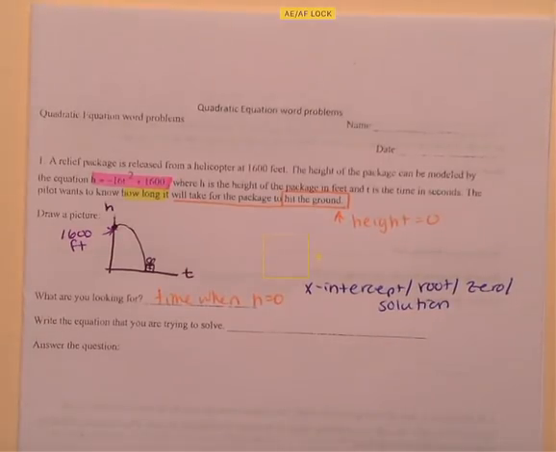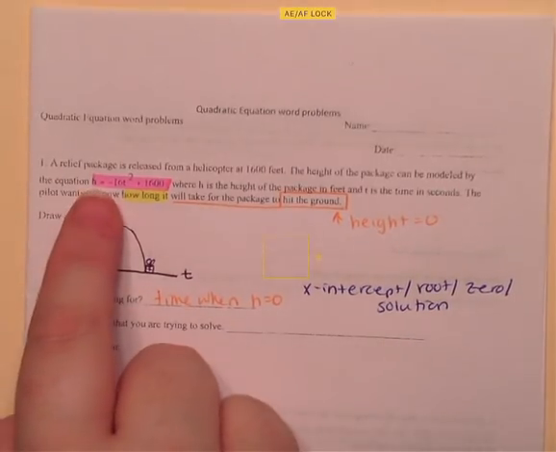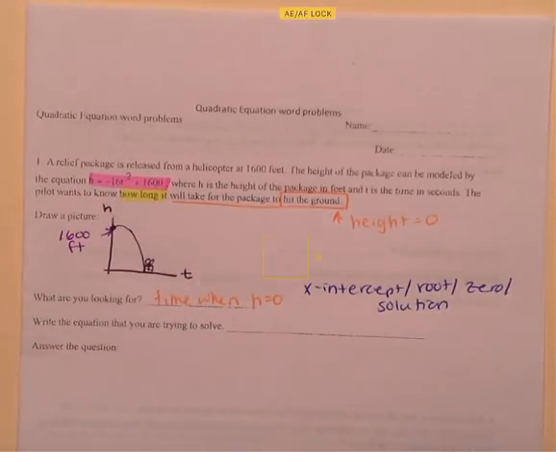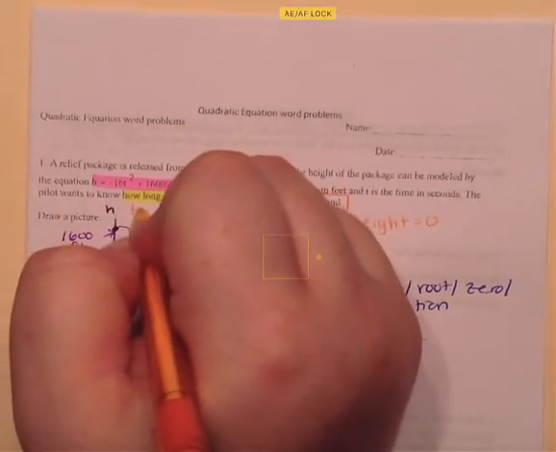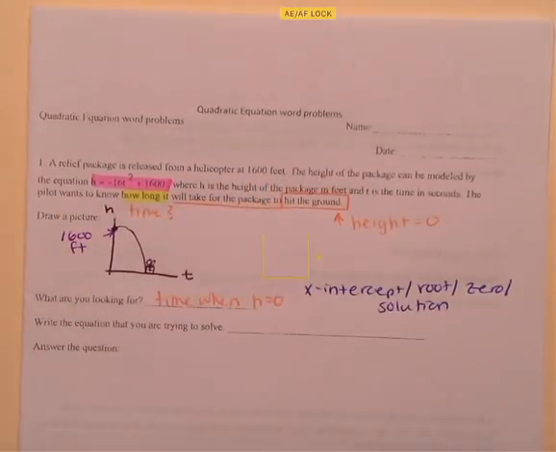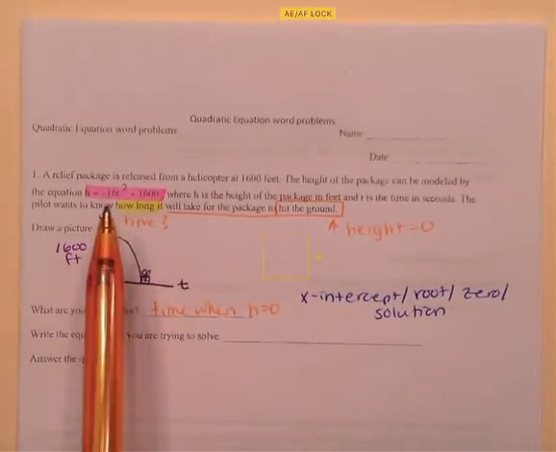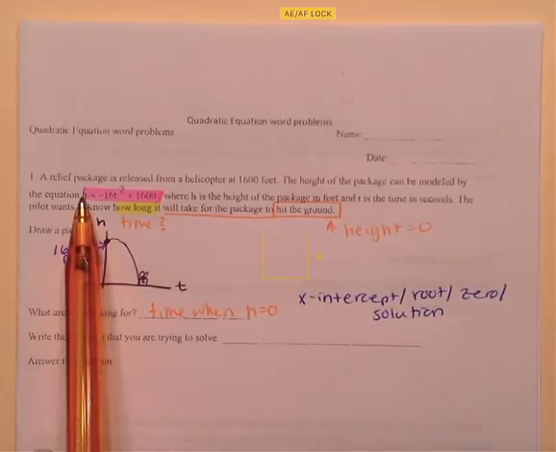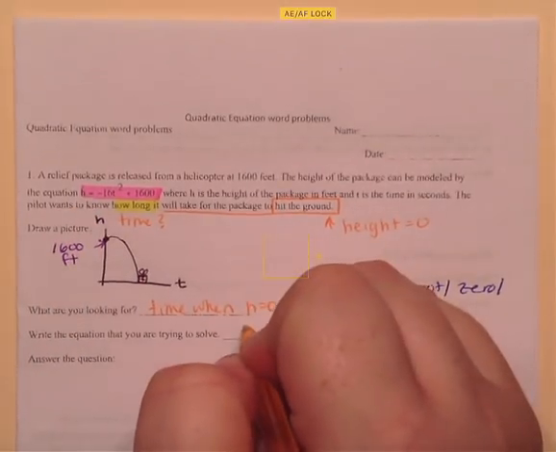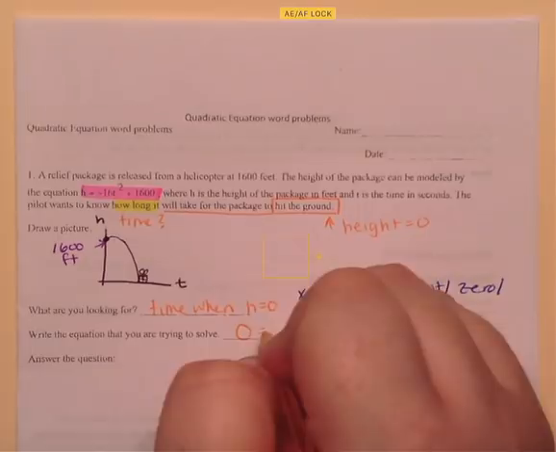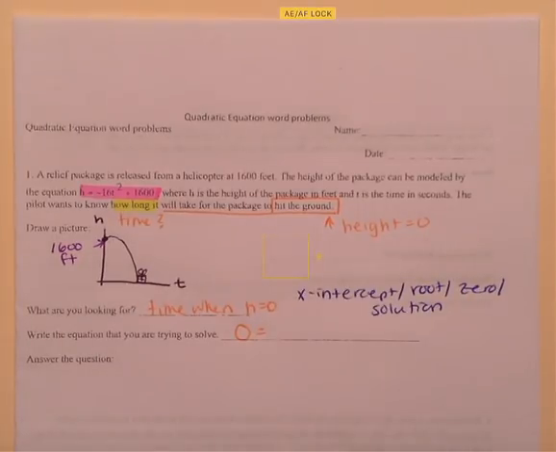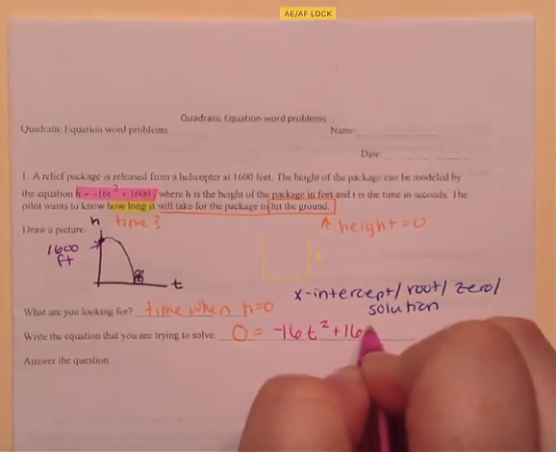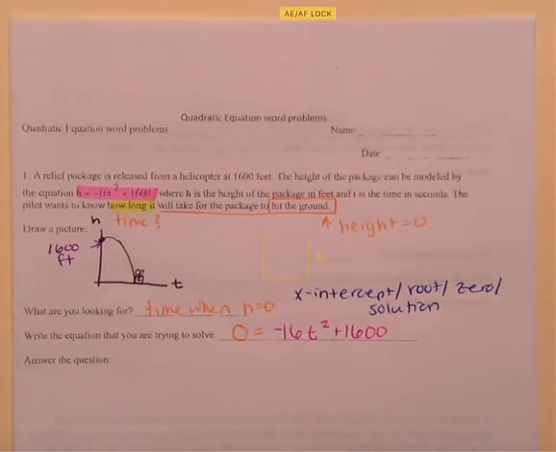So write the equation that you are trying to solve. We're going back to this equation. We want to know how long. That's really asking for our time. Our time is our question. That means that we don't have the time. So if we go back to our equation, we don't have t, but we do have h. In this case, our height will be 0. So 0 equals, and then we have that original equation again, -16t squared plus 1,600. So we're really just finding the x-intercept.